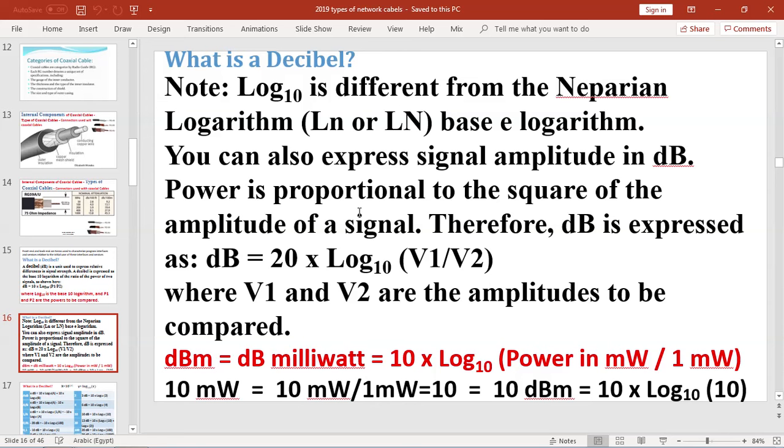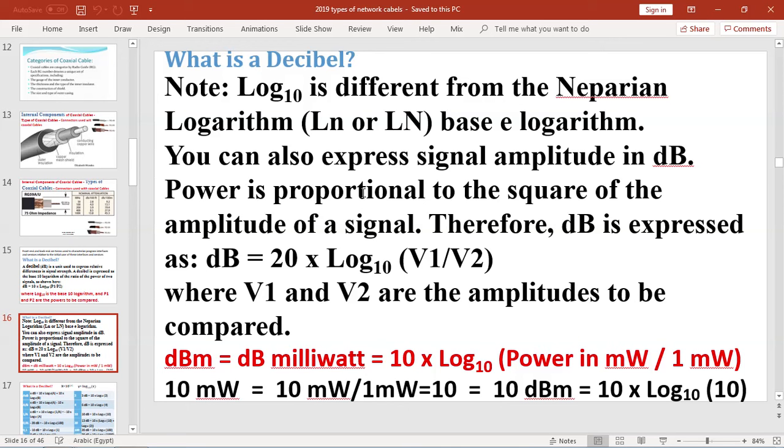You can also express signal amplitude in dB. Power is proportional to the square of the amplitude of the signal, which is the voltage. Therefore dB is expressed as 20 times log 10 of V1 over V2, because the 2 here is the square, meaning V1 squared over V2 squared. Because power is current multiplied by voltage, I equals V over R, so P is proportional to V squared, because V multiplied by V over R equals V squared over R.